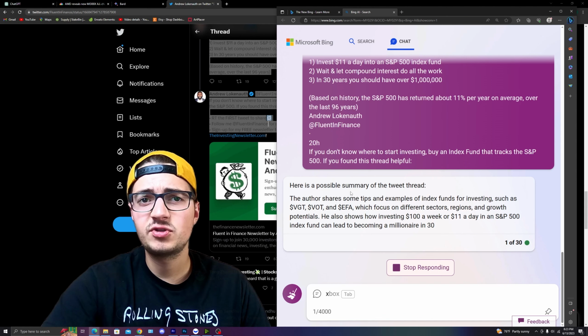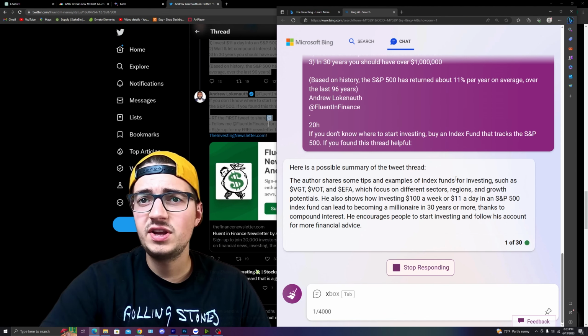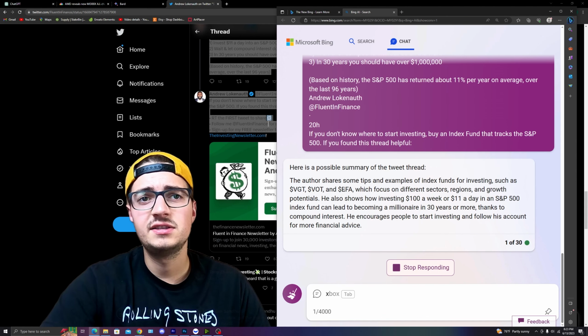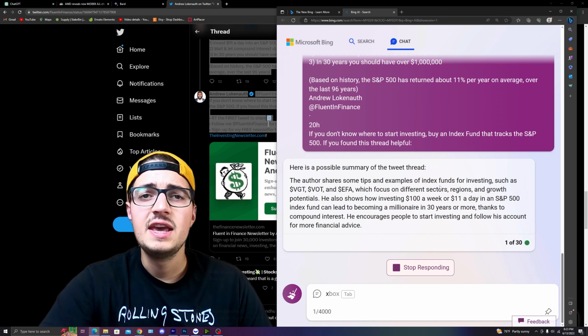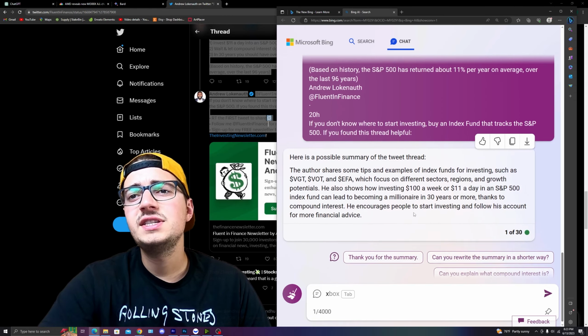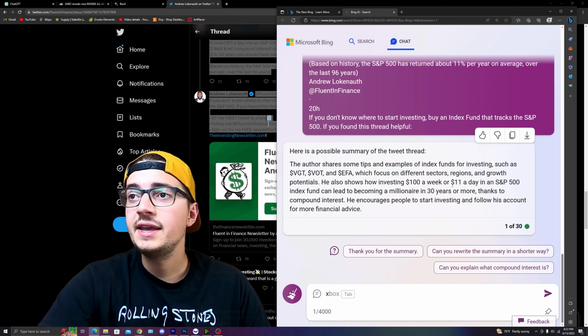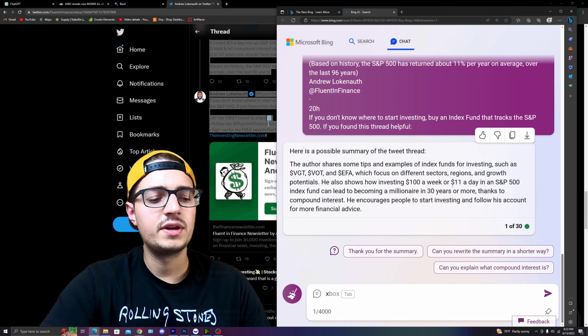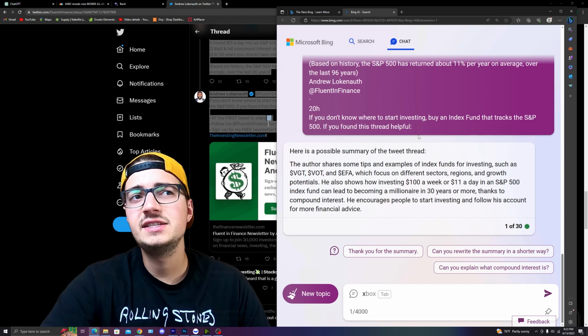But you can see a possible summary is the author is talking about some different index funds for investing, such as VGT, VOT, EFA, and focusing on these different things and how investing $100 a week, blah, blah, blah. But you can see in this quick summary I am getting information very quickly. So there's a lot of power behind these different types of chatbots.